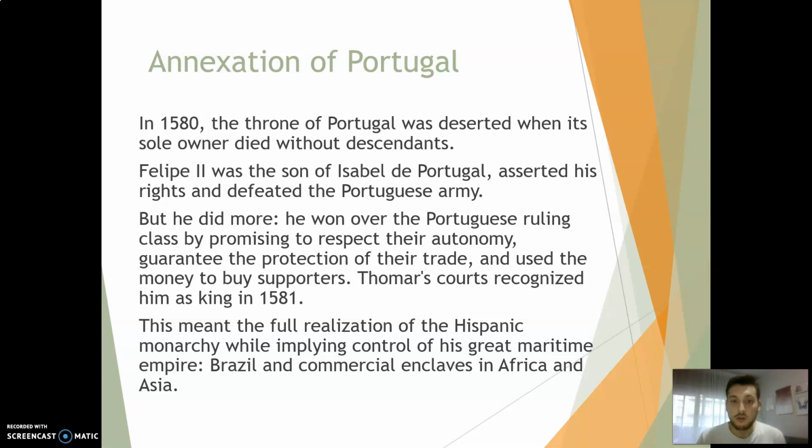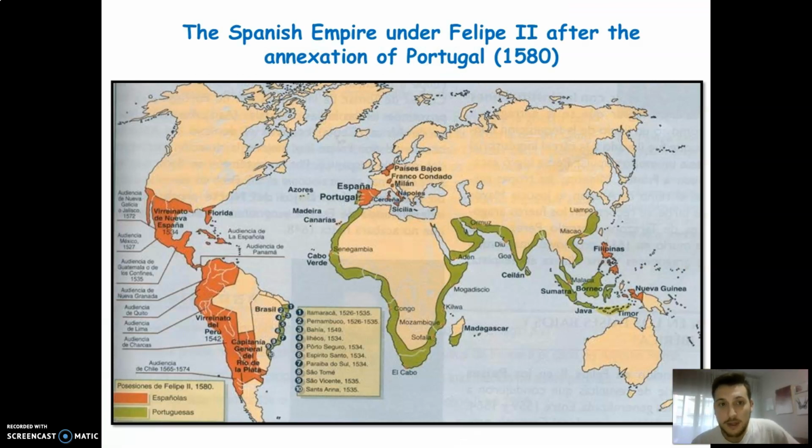So actually, this means that all the colonies from Portugal and all the colonies from Spain were controlled under the supervision of Philip II. And that means that the Spanish Empire will have control of almost all of the New World, okay? Brazil, all the coast of Africa, India, Thailand, all these territories were under the control of Philip II.